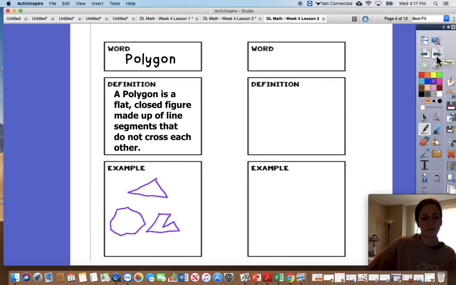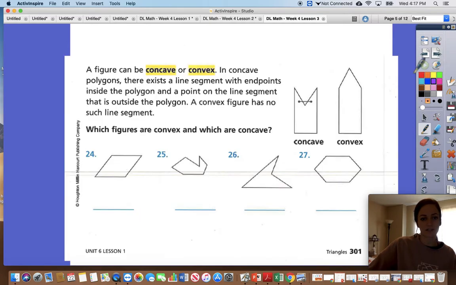All right. Well, if you haven't already copied this, pause the video and do that and move on to the next part. All right, so then there's two other vocabulary words we need to focus on. A figure can be concave or convex. In concave polygons, there exists a line segment with endpoints inside the polygon. So this is an example of concave. If you think about a cave, it has a hole in it and you can go inside. Concave, they go inside of the shape.